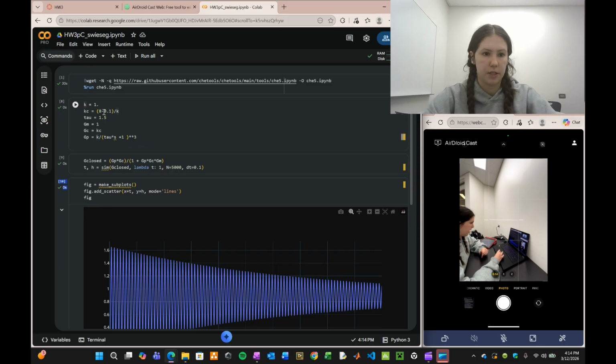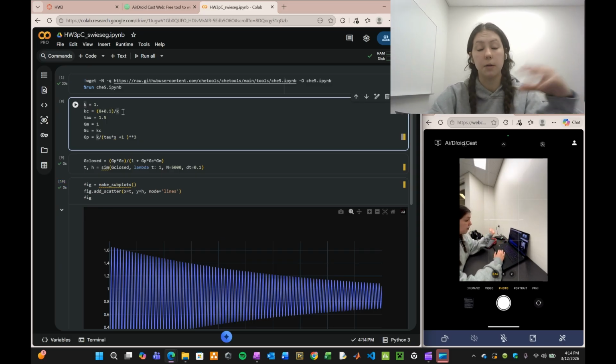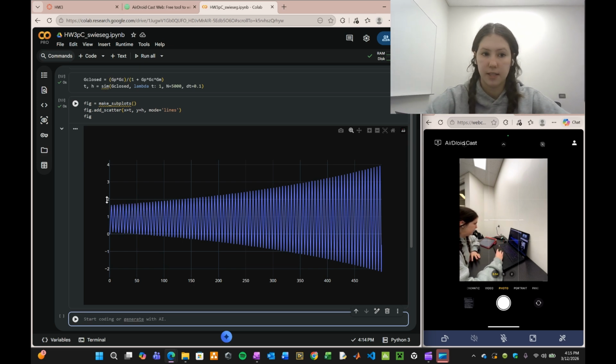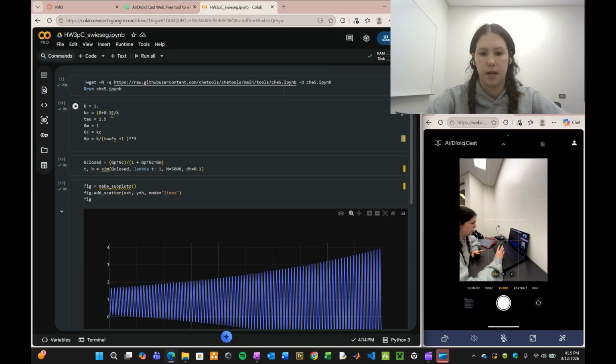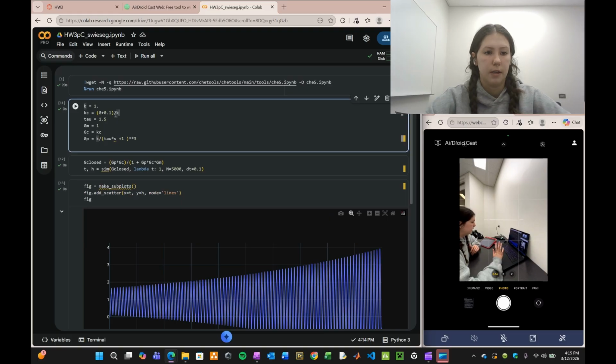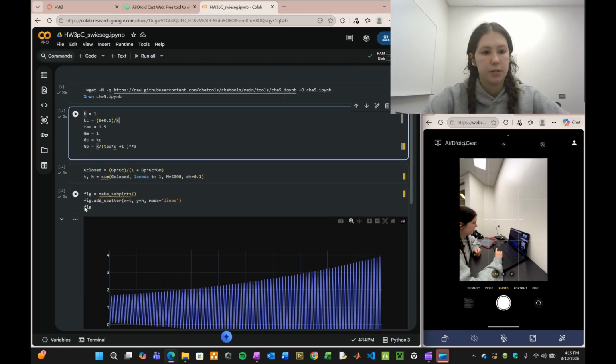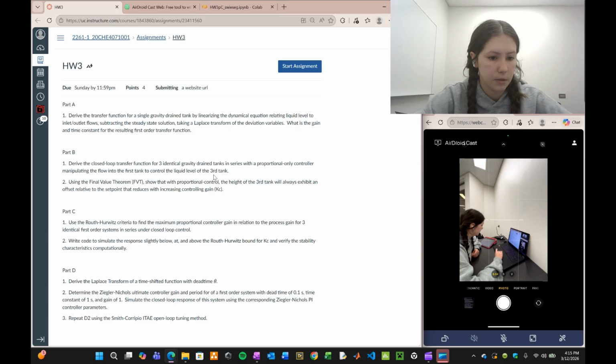So if we actually turn this into a plus, if we go outside this boundary, what we will expect to see is that the system will become unstable. The oscillations will probably be diverging instead of converging like this. Yeah, so as we can see here, just 0.1 outside of this boundary of our controller gain value, it is unstable. So I believe that's all we had here.